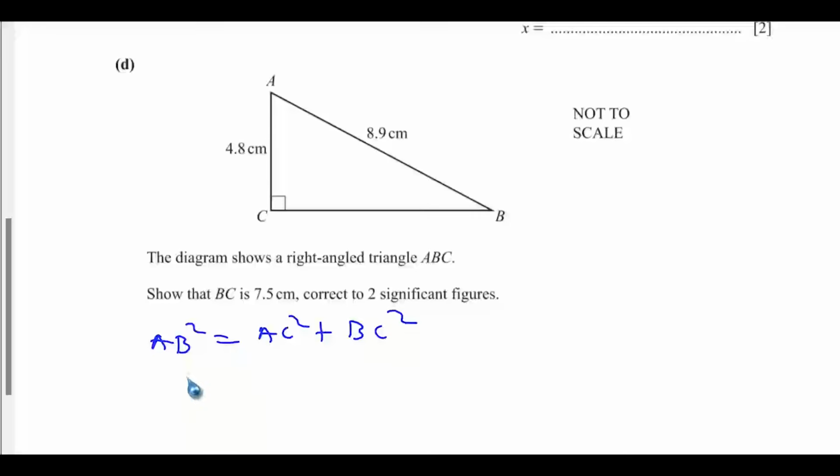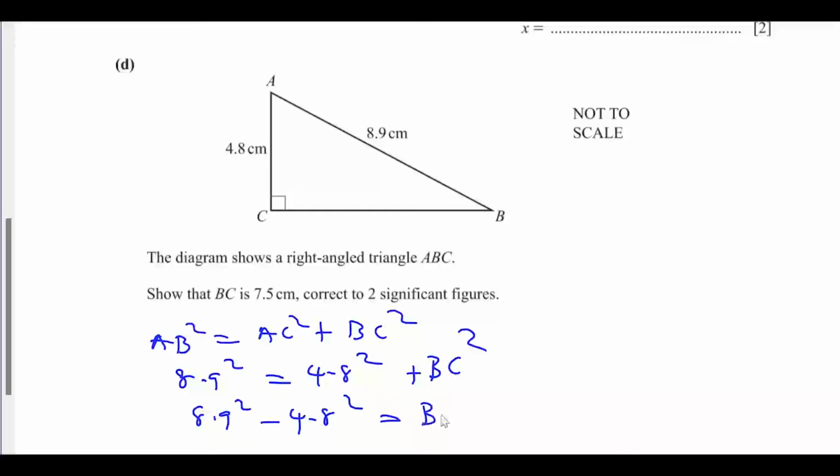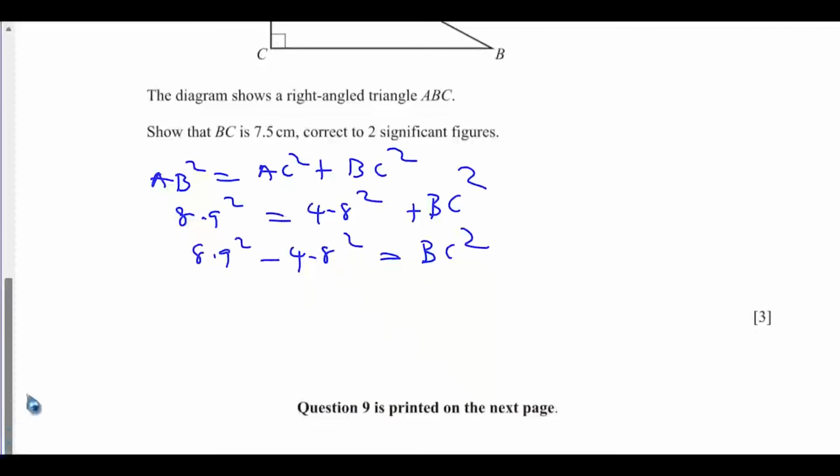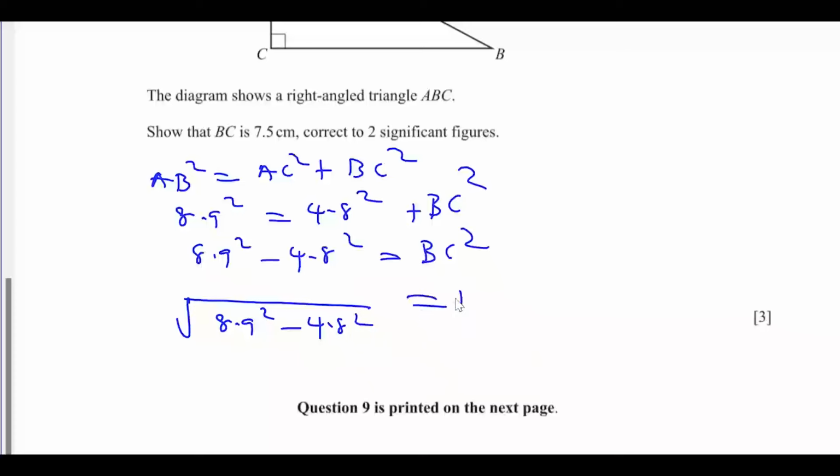So if you put in the given values, you have 8.9 squared equals 4.8 squared plus BC squared. So you can have 8.9 squared minus 4.8 squared equals BC squared, and you can take the square root of both sides. So we're going to have the square root of 8.9 squared minus 4.8 squared equals BC, and if you input this into your calculator, you should get BC to be approximately 7.5 centimeters to two significant figures.